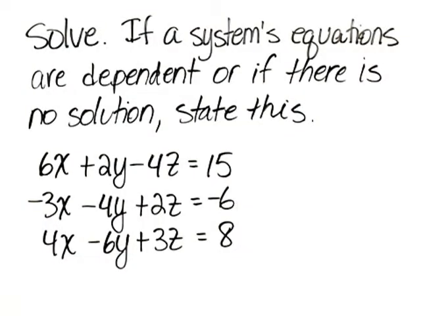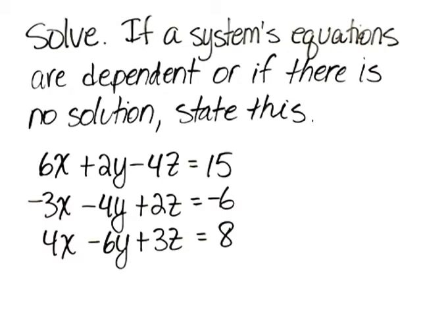Solve. If a system's equations are dependent or if there is no solution, state this. 6x plus 2y minus 4z equals 15. Negative 3x minus 4y plus 2z equals negative 6. 4x minus 6y plus 3z equals 8.